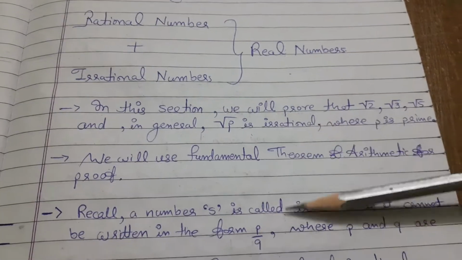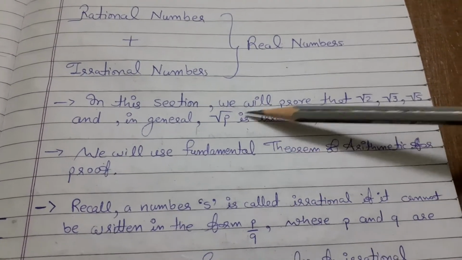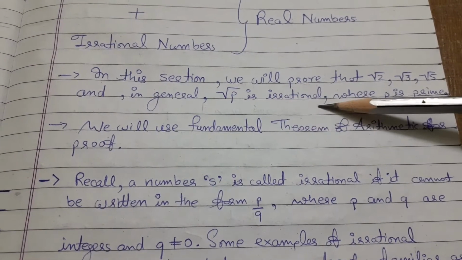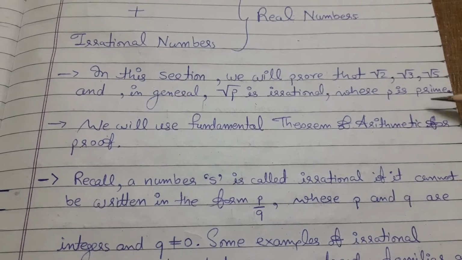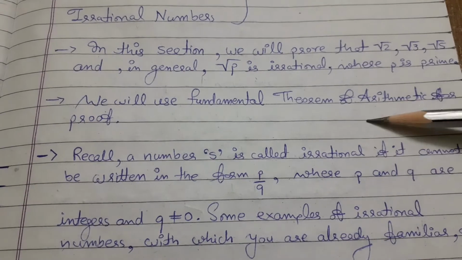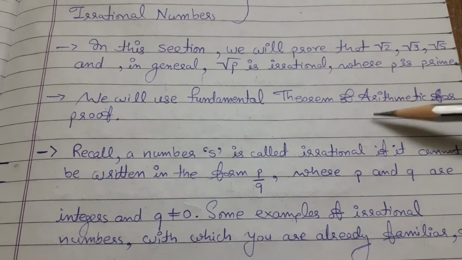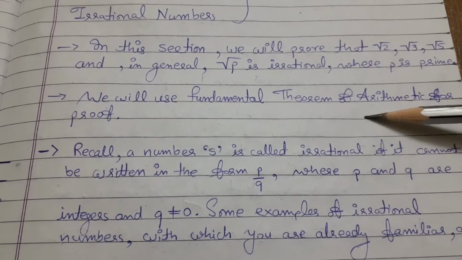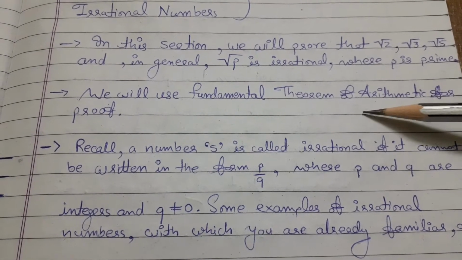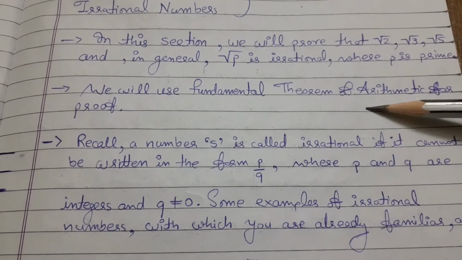In this section, three statements are given. We will go through each statement. In this section we will prove that root 2, root 3 and root 5, and in general root p, is irrational, where p is a prime number. We will use the fundamental theorem of arithmetic for the proof. What is the fundamental theorem of arithmetic? We already discussed this in the previous video. It shows that for any given number we can find its prime factors, and the factors will be prime numbers.